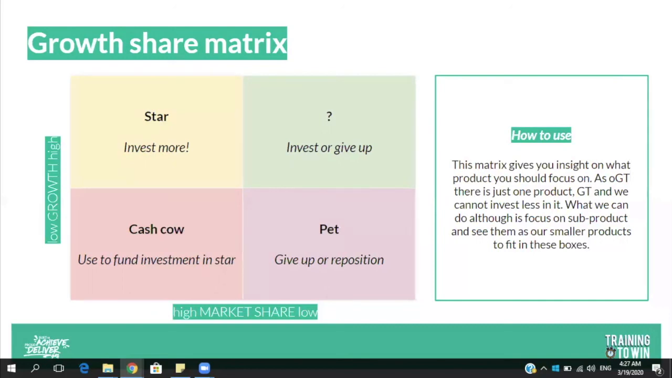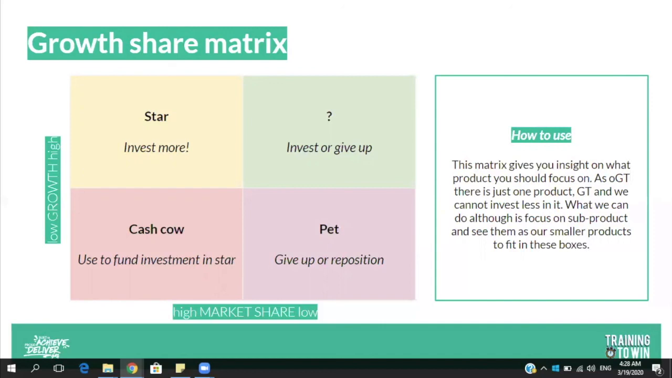Then you have the pet, which is okay. You might want to change a little bit how you position the product so it gets to be more popular. And then you have the question mark, which is either you invest in it or you just give up on it completely. It might be a product that doesn't really make sense and it's not really popular and no one's really buying it.